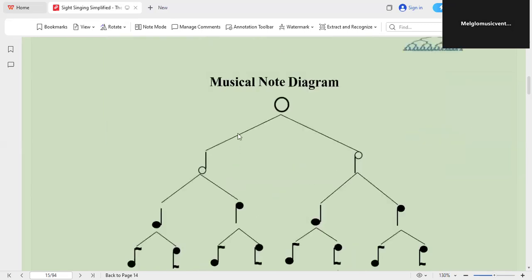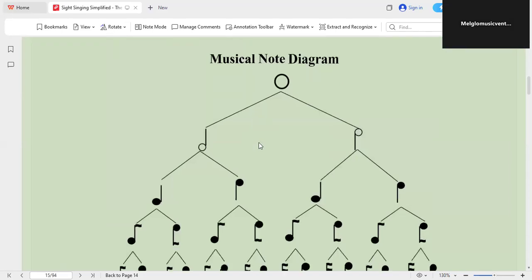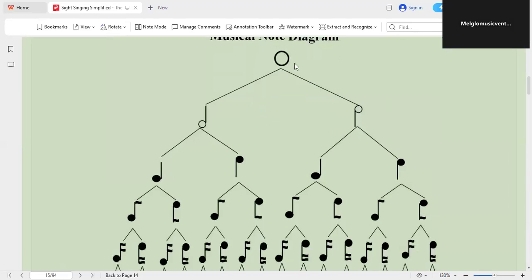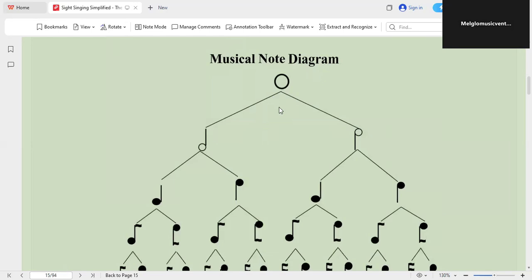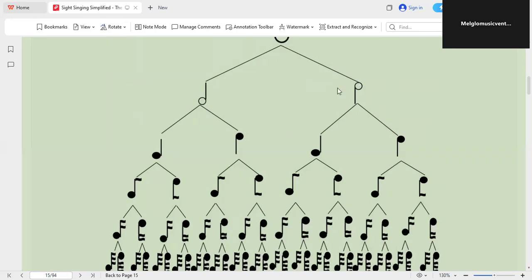So we now go into the musical notes diagram. Now look at this, it is the semi-brief, as we learned from the preceding page. In the semi-brief we have 4 counts for 4 beats. We have 2 beats, 2 beats, so we have the minim. Also, that's why they call it half notes. The Americans call it half notes.